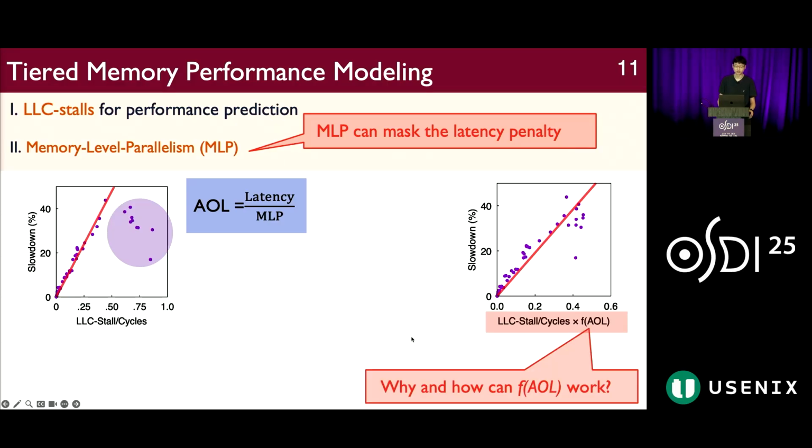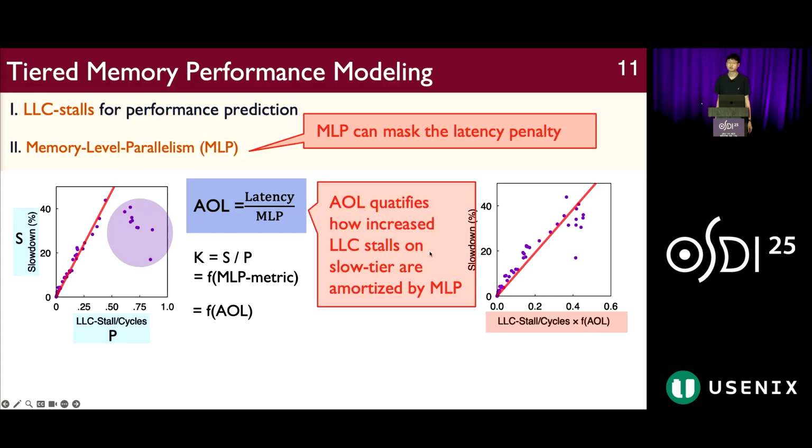Why and how can it work? Here we define S as the slowdown and use P to represent the normalized L3 stalls. The slope K is S divided by P. If our theory is correct, the slope K should depend on a metric that reflects the MLP behavior. We name it AOL. AOL gives how the increased L3 stall cycles on the remote memory are amortized by MLP.